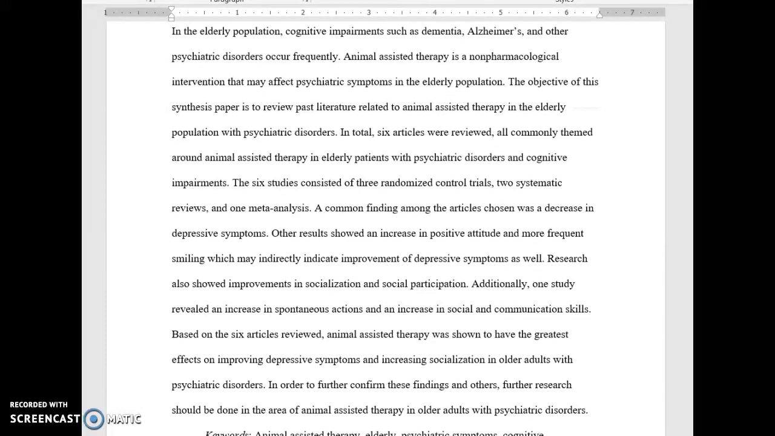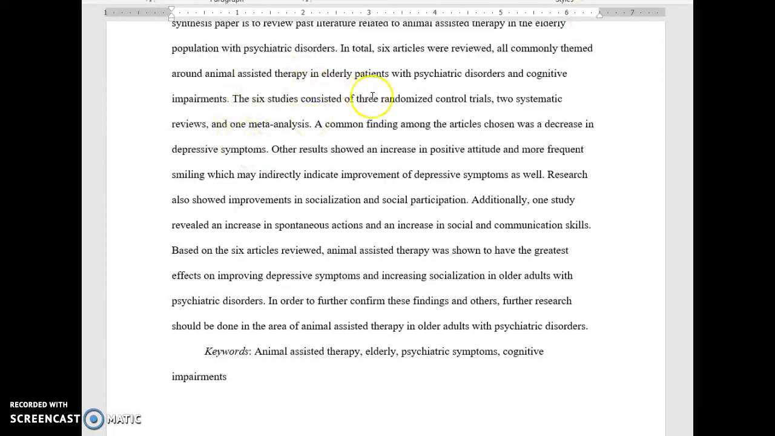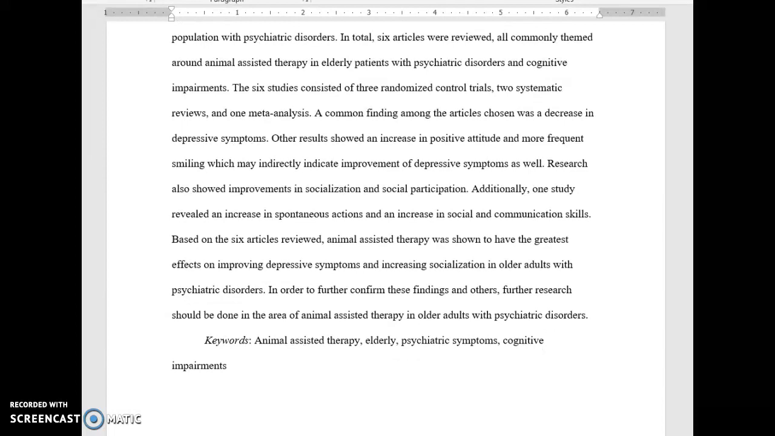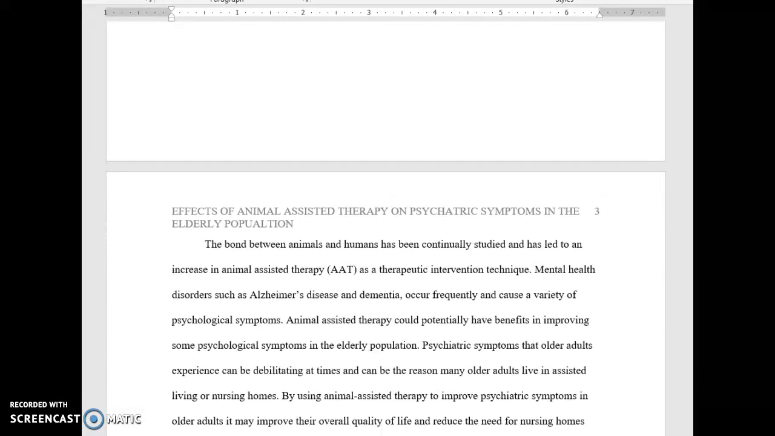Your abstract looks really good. I like that you included the number of studies and the types of the studies in the abstract. In general, this is good.